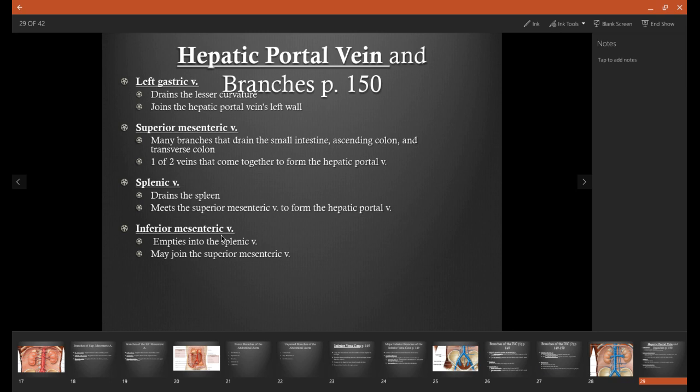You're also going to see inferior mesenteric vein that'll empty straight into splenic vein. And there are sometimes where inferior mesenteric vein will actually come together with all the other two here, superior mesenteric vein and splenic vein, and all three of them form hepatic portal vein. But most of the time you'll see inferior mesenteric vein drain straight into that splenic vein.